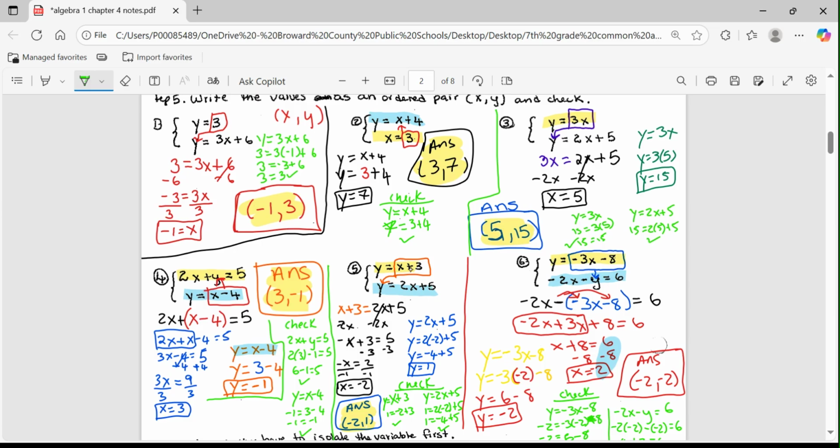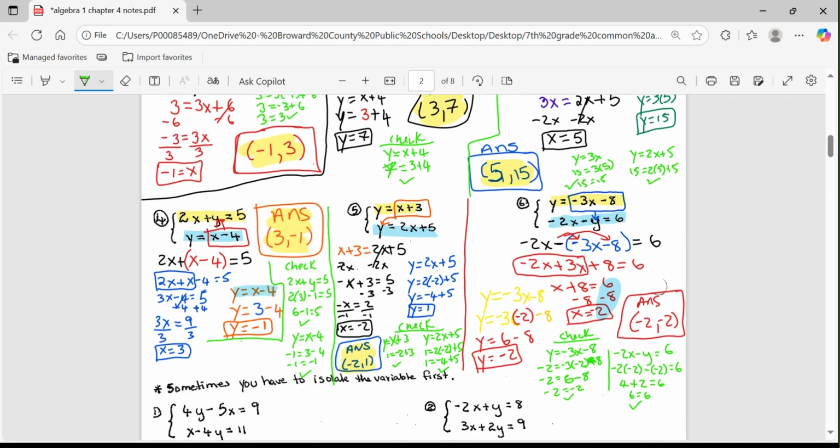I substituted x plus 3 for y. If you chose to substitute 2x plus 5 in for the y, it would have given you the same equation, and we would have still gotten (-2, 1). Again, be sure to check your work. These are my checks in green to confirm if I am good or if I am not. All right, so the last concept is just that.